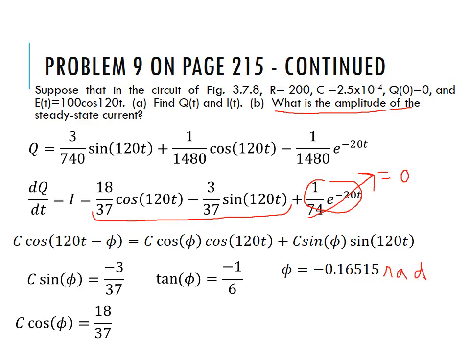not degrees. And then I can take that, plug it back in, and find my C, and I find out my C is a little bit larger than a half, and that is my steady state amplitude, or the amplitude of my steady state current is 0.51423 amps. The current would be in amps.